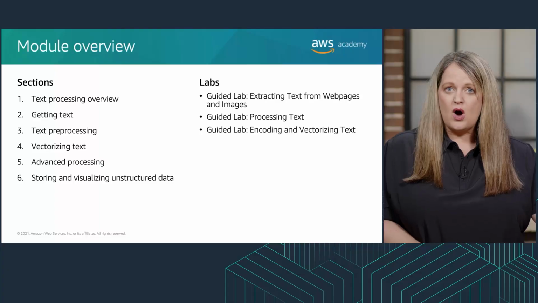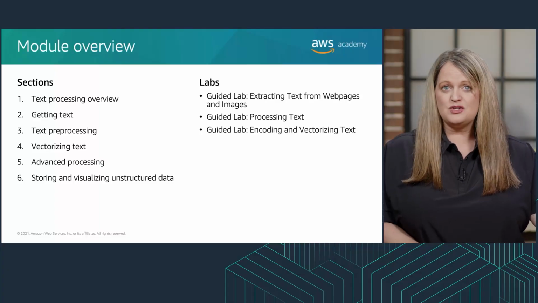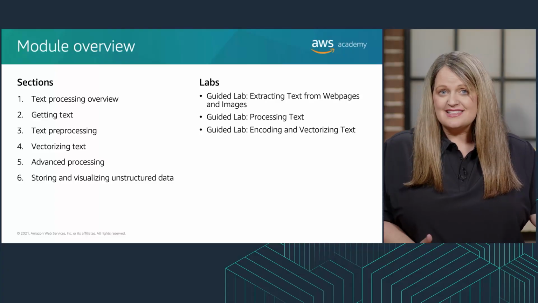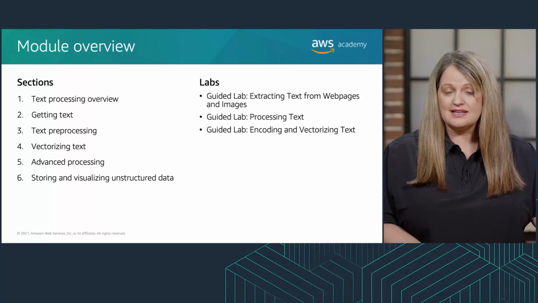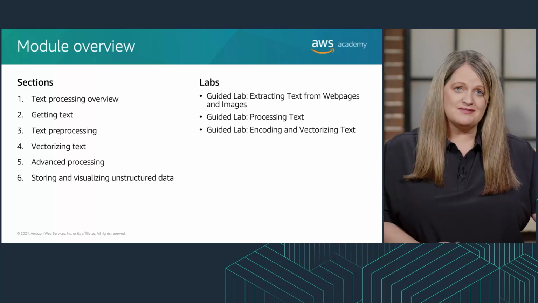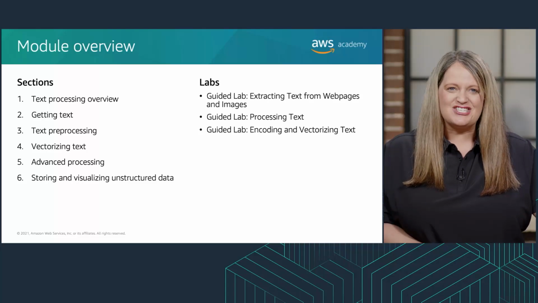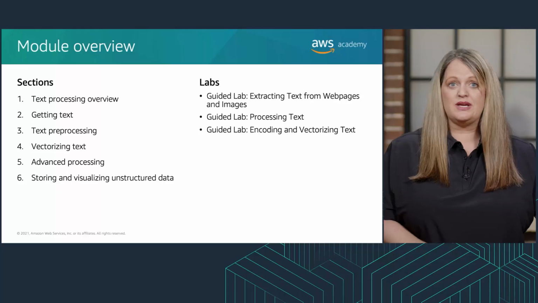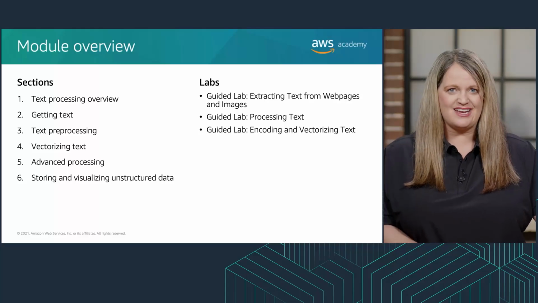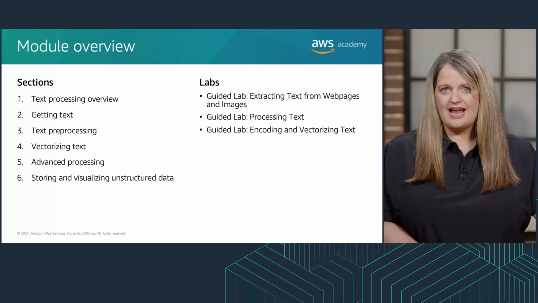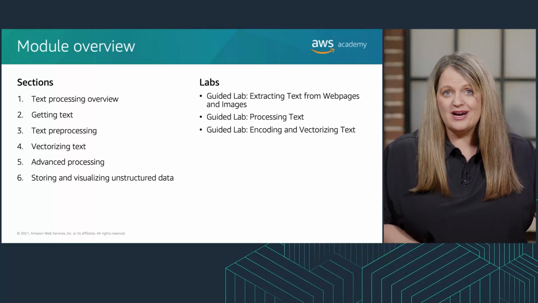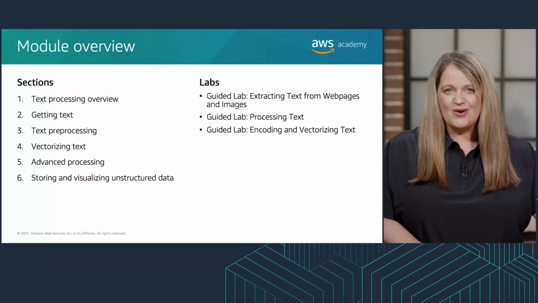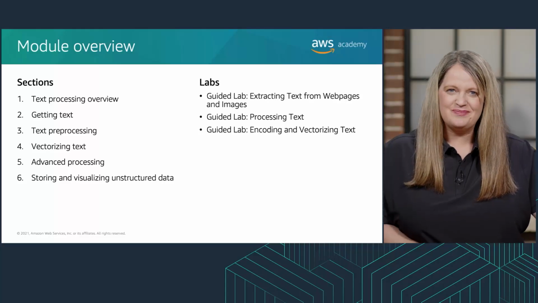The third section walks through some of the most common ways to process text. The next section describes how to accomplish the important task of converting text to numbers. Section 5 explores some more advanced forms of text processing. And finally, Section 6 describes the differences between structured and unstructured data and reviews 3 different AWS services you can use to store data for your NLP application. Okay, it's time to get started.